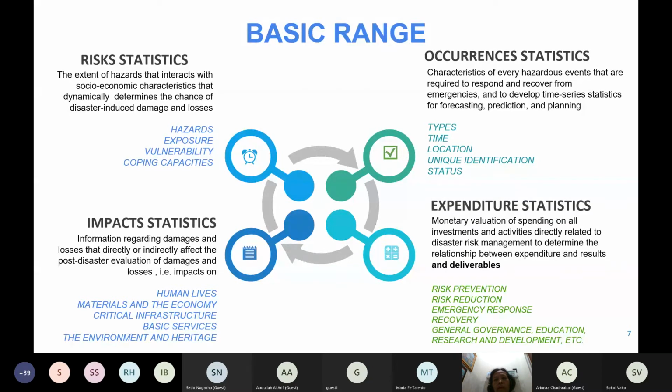Even though we still don't have any experience in how to develop the expenditure statistic related to disaster, it is hard to do. We know about it. But because disaster management also needs the expenditure statistic as one of its parts, we put it in our framework. Next.